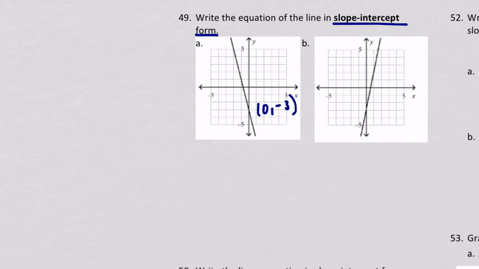And then do I see another point? Let's follow along until I see a point right there. Remember, you're looking for points where these grid lines cross. We call these lattice points. So when you see a point right on a lattice point, that's the one you're going to use. So I see this one right here. I also see another one up here. Okay, so I'm going to use this one, which is (-1, 1). Using that, I can find the slope.